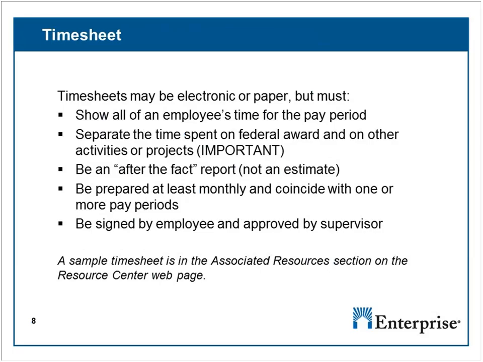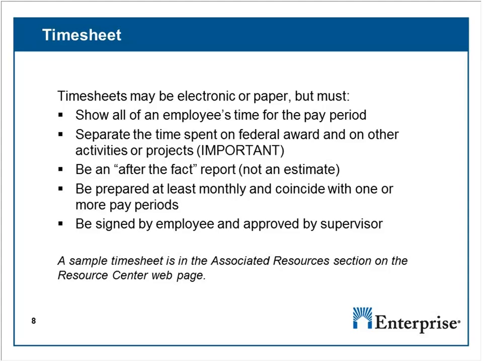The timesheet or time card may be electronic or paper, but it should include all of an employee's time for the pay period, and it must show separately the time he or she spent on the federal award. If you're not sure if your timesheet meets these criteria, take a look at the sample timesheet on the Enterprise Resource Center. Your timesheet may look quite different from this one, particularly if you have an electronic timekeeping system.